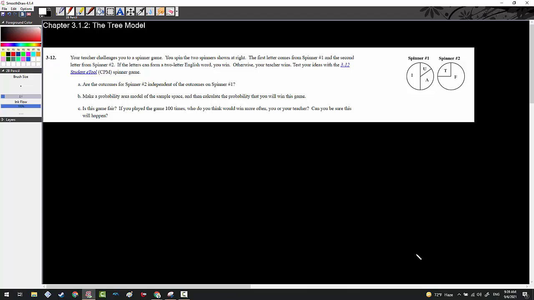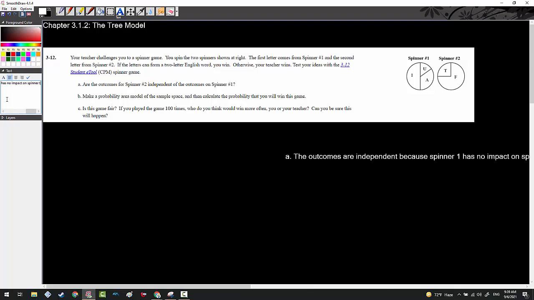So after a few times spinning the spinner using the eTool, we're supposed to determine if the outcomes are independent of each other, and absolutely they are, right? The outcomes are independent because spinner 1 has no impact on spinner 2.